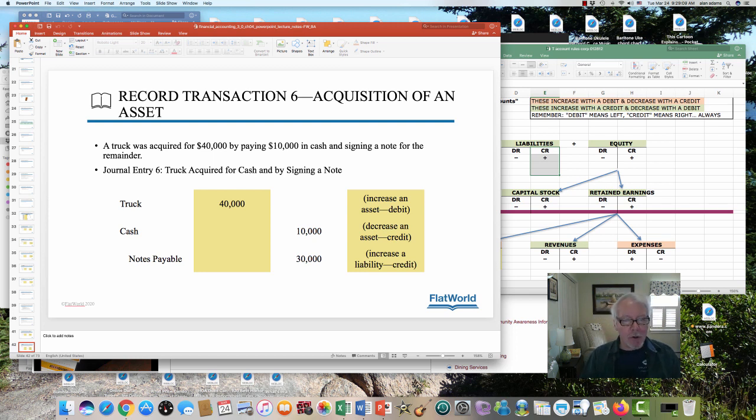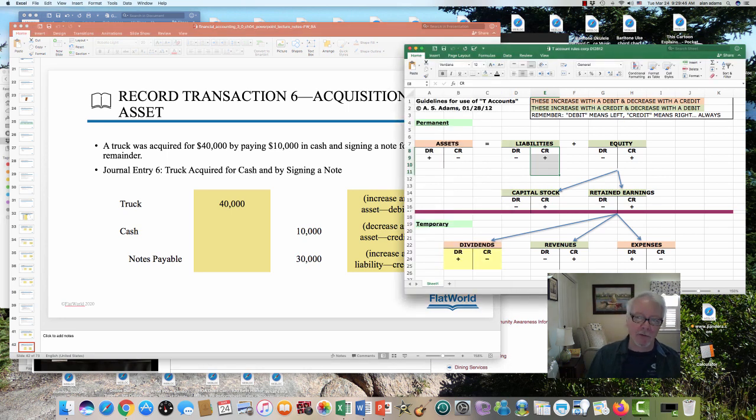All right, this is where we bought a truck. Trucks being an asset go up by the full cost of $40,000. The thing is, we're not paying 40, we're paying 10. All right, so cash decreases with a credit by 10,000. Notes payable increases with a credit by the remaining 30 that we owe the seller in the future. Once again, balanced entry, 40 of debits and a cumulative 40,000 of credits. Okay? Once you do a few of these, you get used to them. You get used to thinking in terms of all these account rules that we're following over here.